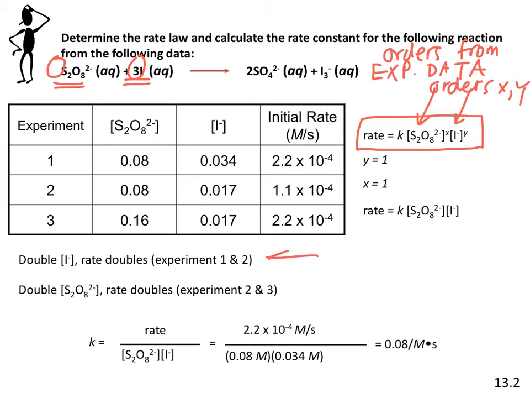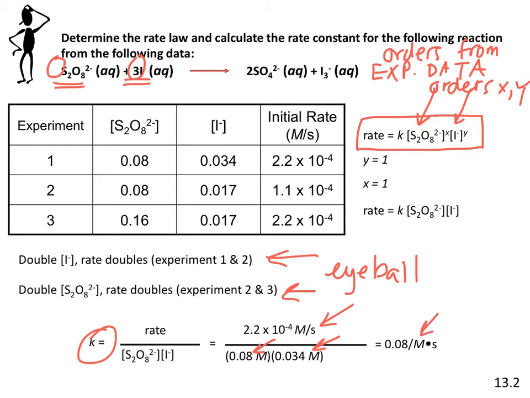Once you find the orders X and Y, then you come down here. So again, they've eyeballed it. You can do all the calculations in the same way we've been doing it. And what you want to do then is find the value of K. So once you've determined the rate law, then you solve for K, substitute in all your data, pick one experiment, substitute in all the data, and find the value of K.